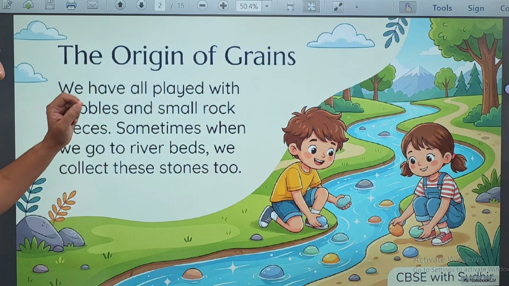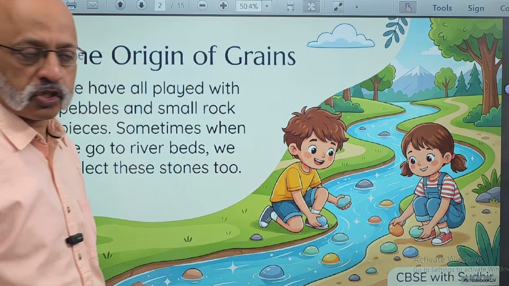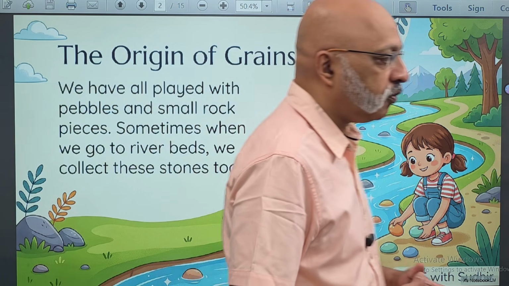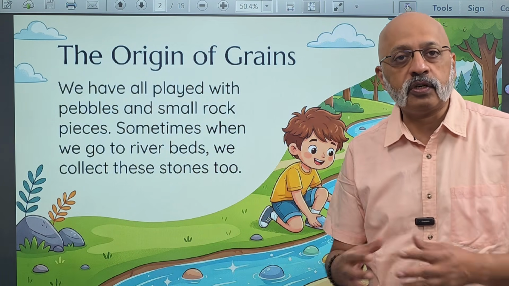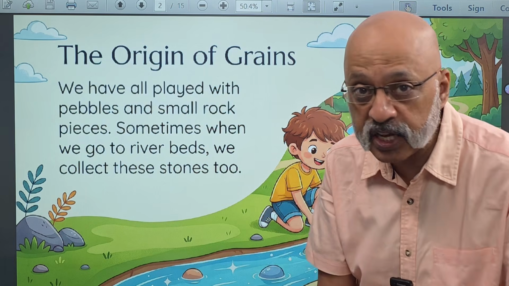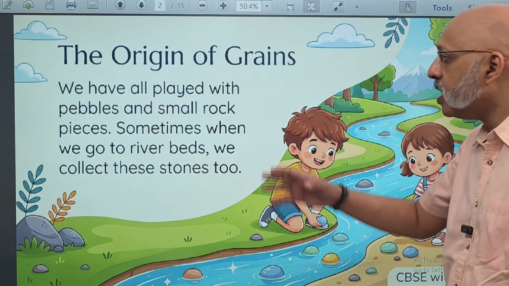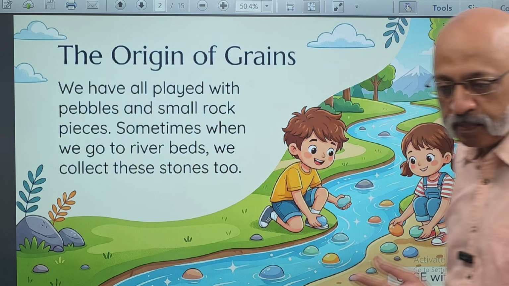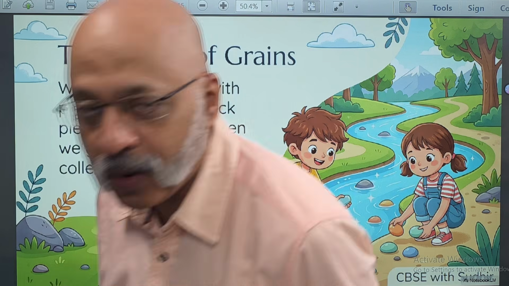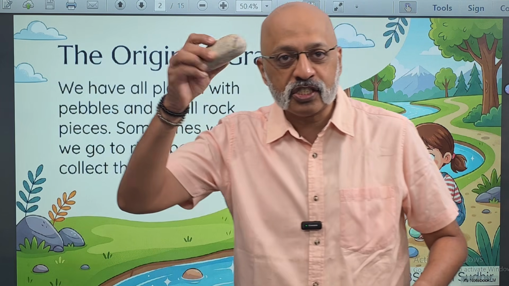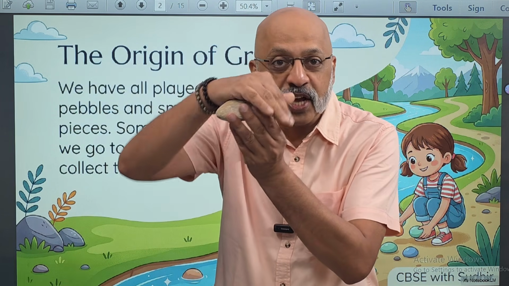Now, let's talk about a story. Many of you would have gone on vacation to different kinds of places, maybe a beach, maybe a riverbank, etc. So we would all have played with pebbles. In fact, I have got a pebble for you. Have you seen a pebble which is shaped like this? Now, why is it shaped like this?